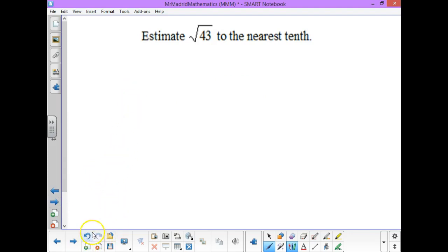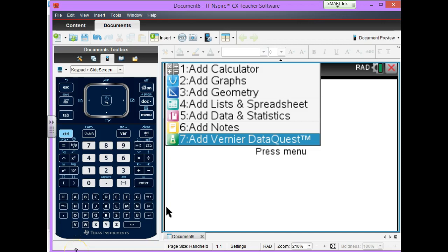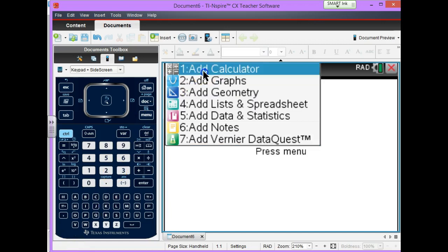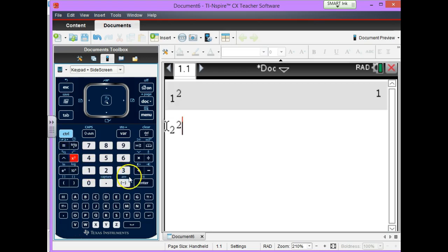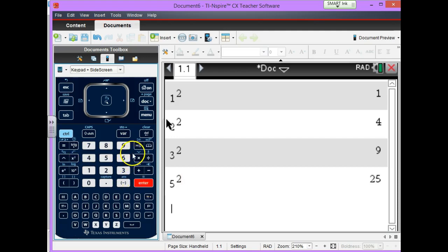Now, before I get into it, I want to preface this material with some prior knowledge, which is the following. Check this out. If I take 1 squared, I get 1, which is stuff we already know. 2 squared is 4. 3 squared is 9. 5 squared is 25. Whoops. I'm going to squeeze in 4 squared.